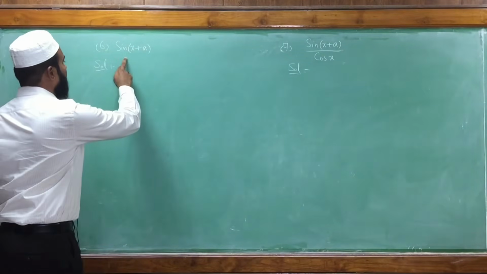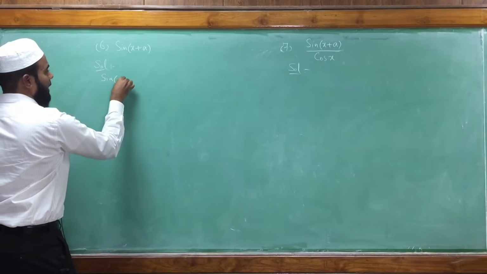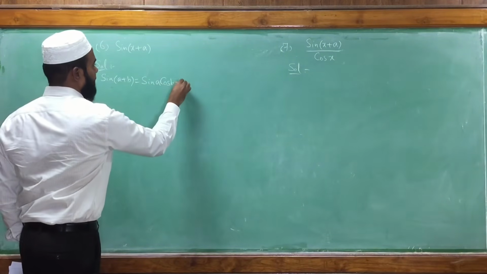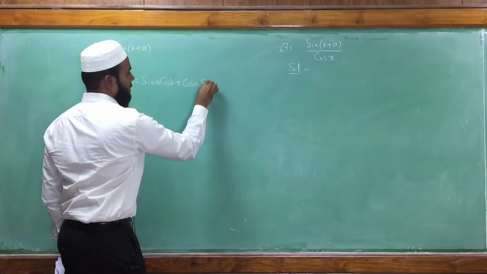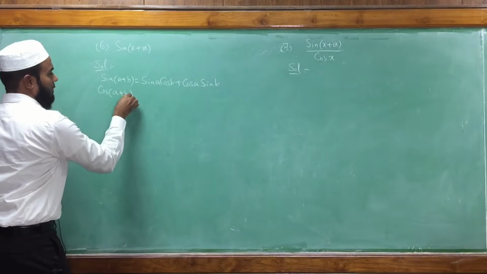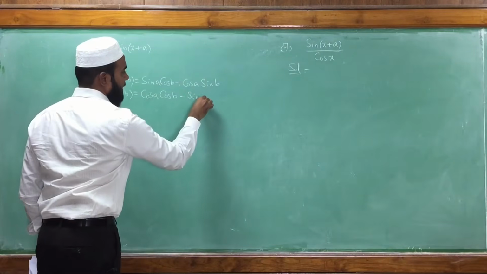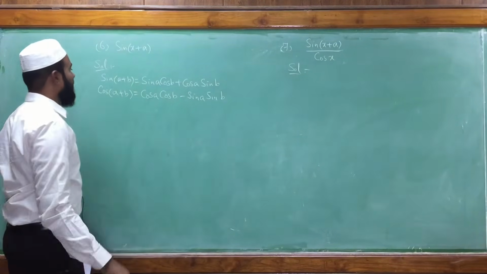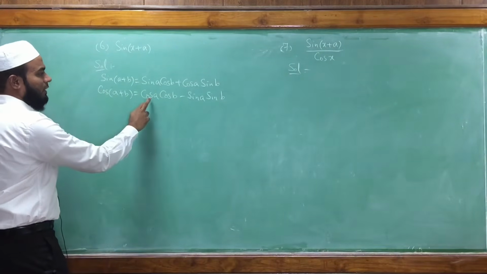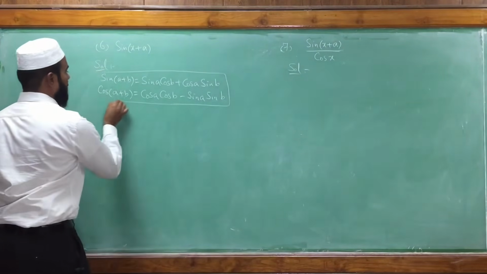Before going to this, we will see one formula that you have seen in intermediate, which is sine of a plus b is nothing but sine a cos b plus cos a sin b, right? And one more formula, cos of a plus b is nothing but cos a cos b minus sin a sin b. So these two formulae we are going to use in this problem, right?